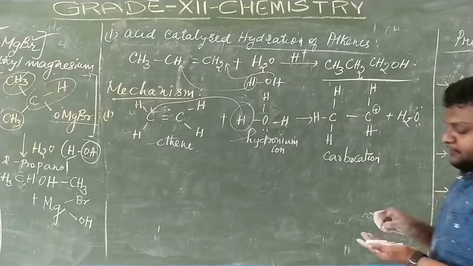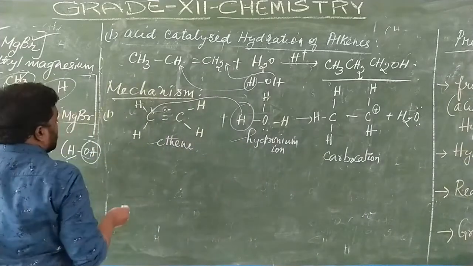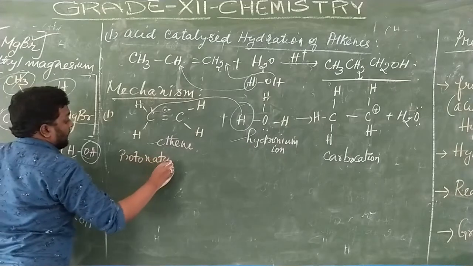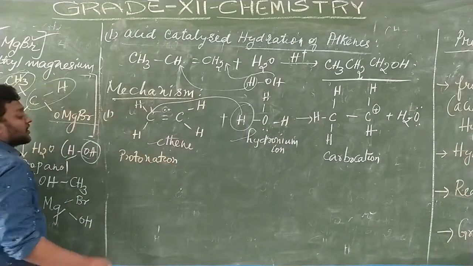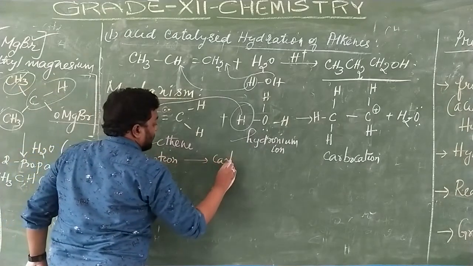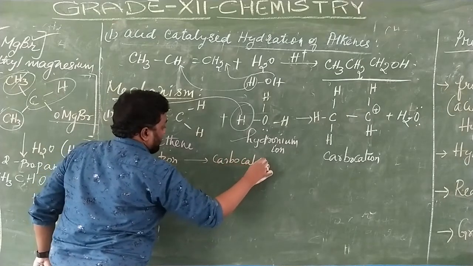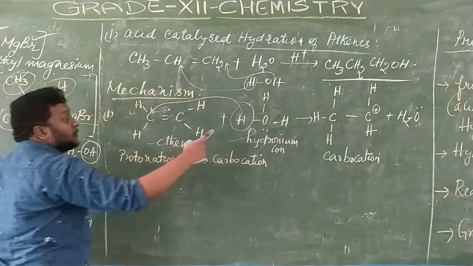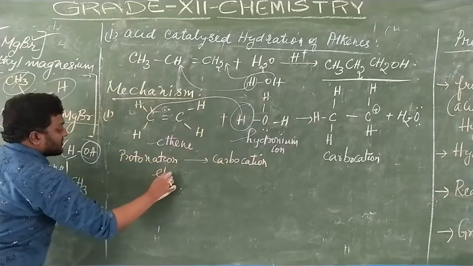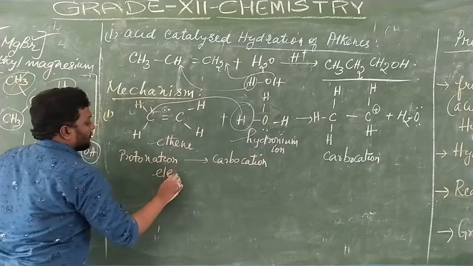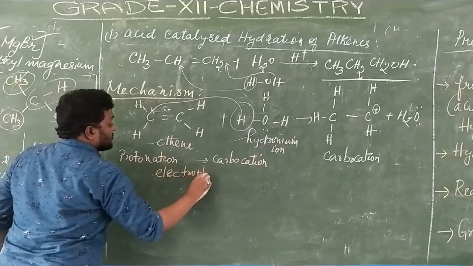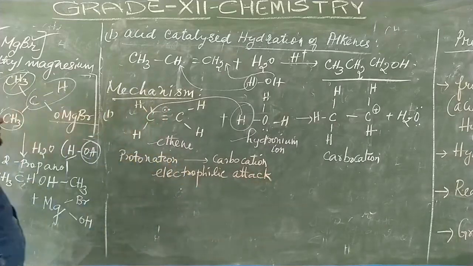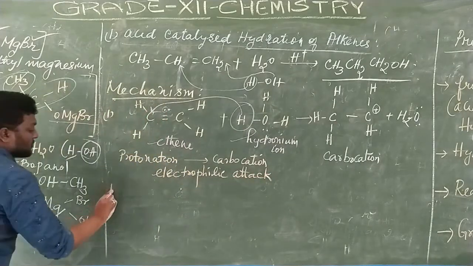This is step 1. What is the statement of step 1? Step 1 is the protonation step. Protonation to form carbocation. In general, protonation has taken place due to the electrophilic attack. It happens due to the electrophilic attack. That's all. So this is step 1. Now coming to step 2.